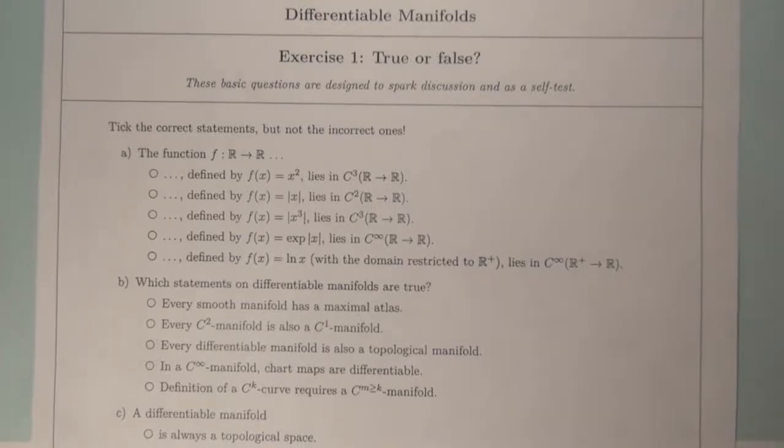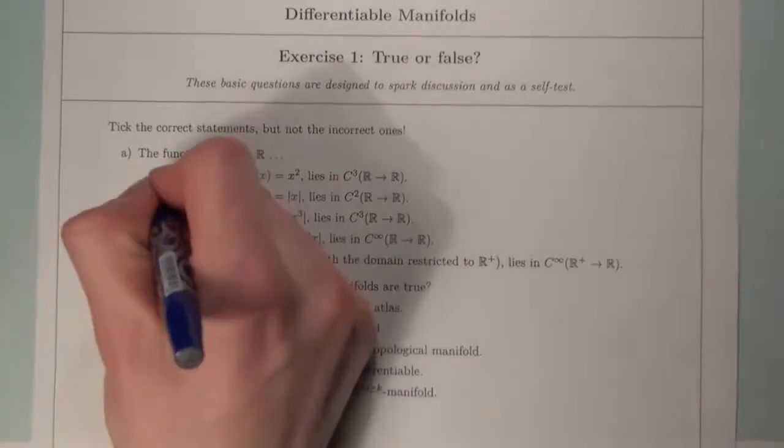A. The function f that goes from R to R, defined by f of x equals x squared, lies in C3, where C3 means the function that lies in there is 3 times continuously differentiable. So we can do the first derivative, that's 2x, the second one is 2, the third one is 0, and all the others are 0 too, but all the derivatives are continuous, therefore this is true.